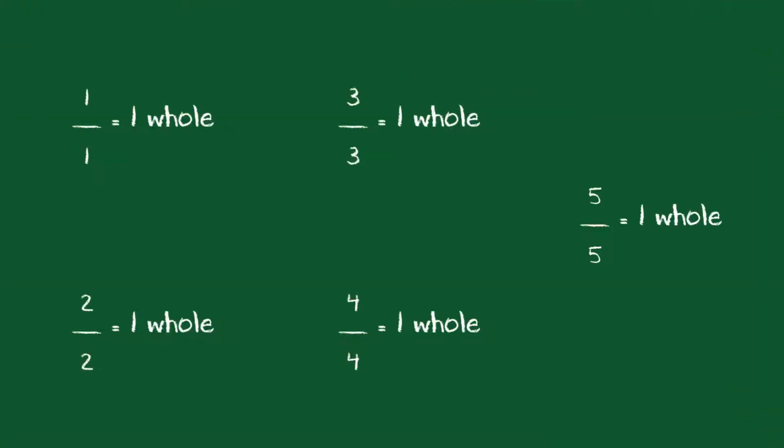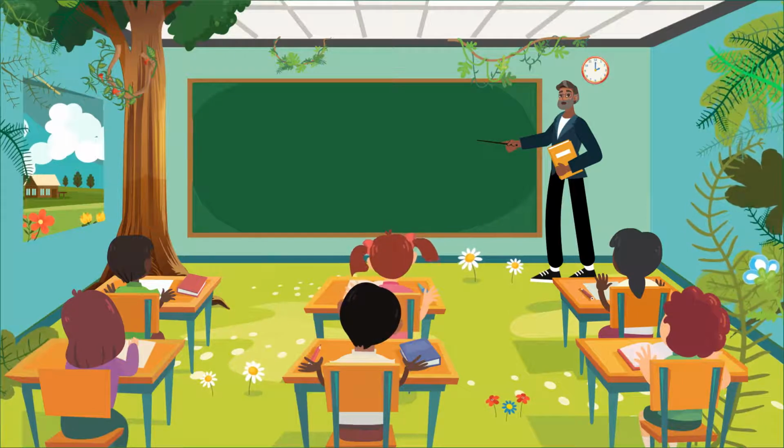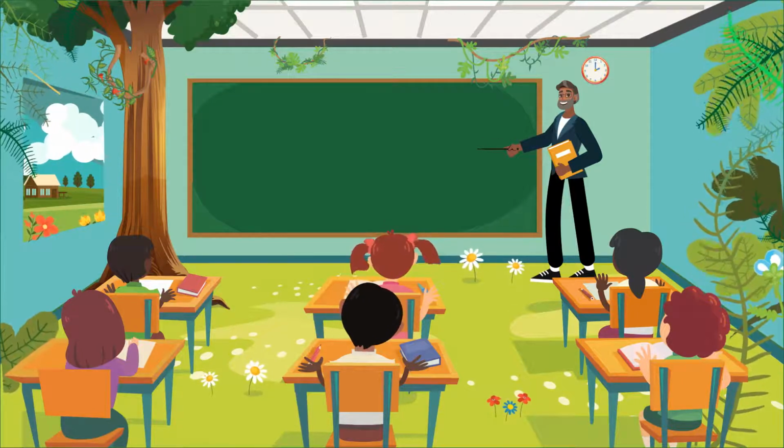Let's practice. 1 over 1 equals 1 whole. 2 over 2 equals 1 whole. 3 over 3 equals 1 whole. 4 over 4 equals 1 whole. 5 over 5 equals 1 whole. You get it. Now, let's go to a problem with unlike denominators.